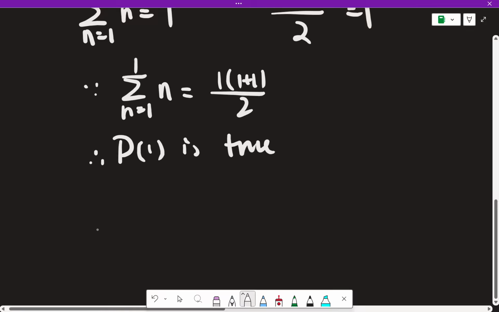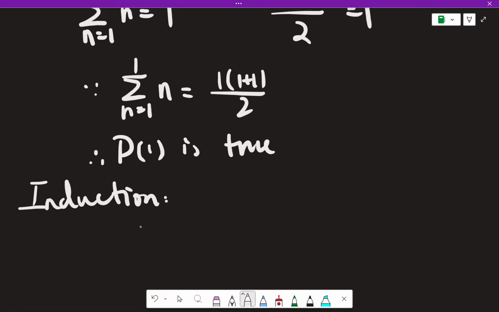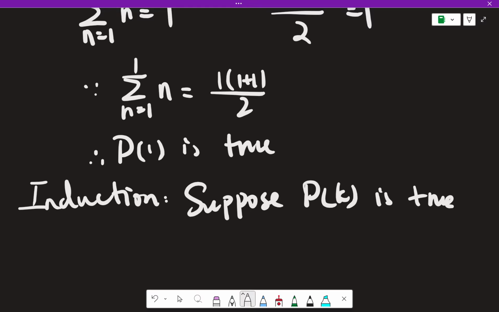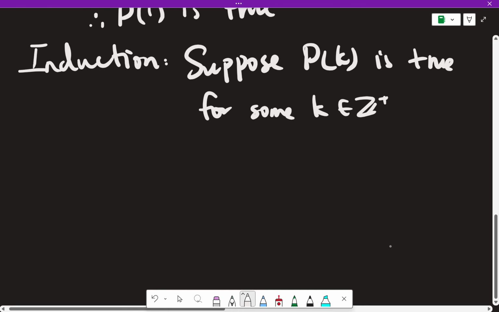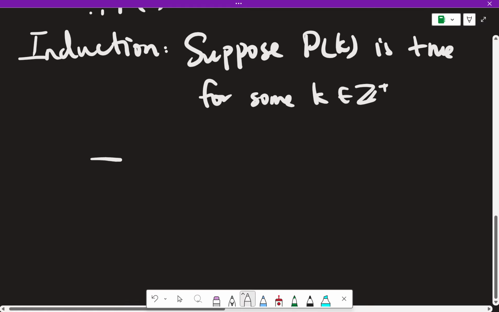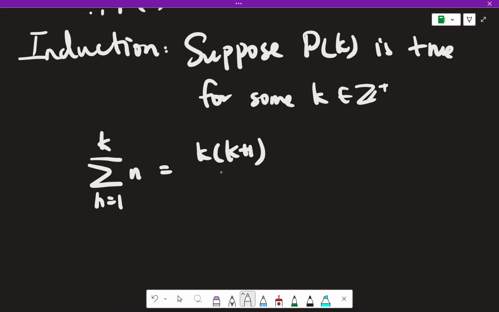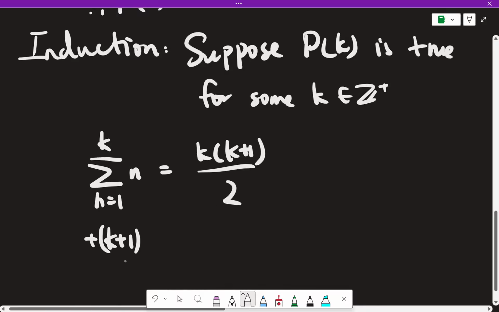Next is the induction step. To do the induction, we need to say that suppose Pk is true for some k that is, again, a positive integer. So we will have the summation of n from 1 to k is equal to k times k plus 1 divided by 2. Now we add k plus 1 to both sides. That is the next term in the sequence.